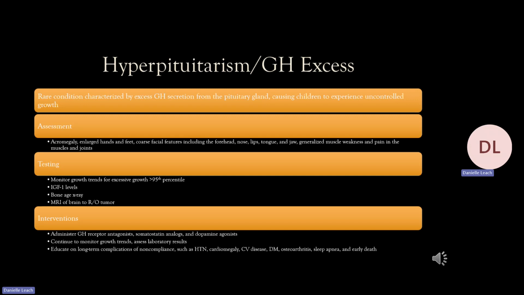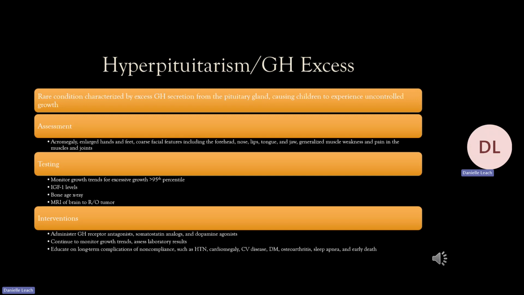Hyperpituitarism or growth hormone excess is a rare condition that's characterized by excess growth hormone secretion from the pituitary gland, which causes children to experience uncontrolled growth. If the patient has precocious puberty in conjunction with hyperpituitarism, the condition may be caused by a tumor on or near the hypothalamus or the pituitary gland.